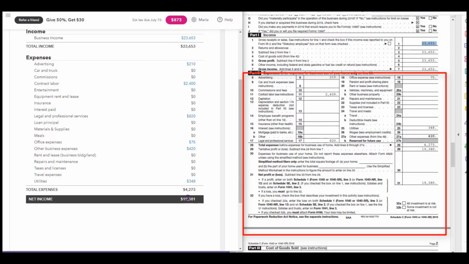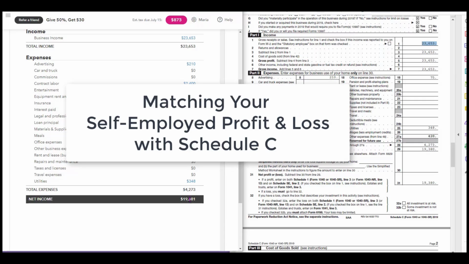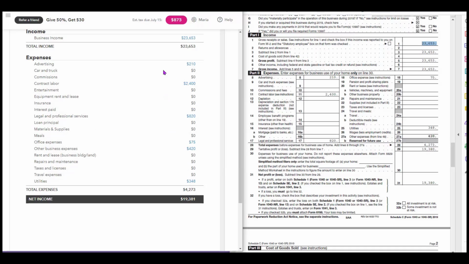Her bottom number on the total expenses in Self-Employed is $42.73, which matches her bottom number on her total expenses on the Schedule C. Ultimately, her final number of net profit, line 31, is $19,380, which she knows is the same here in her Self-Employed product. It's just a little rounding difference of $1. So again, she's feeling super confident with the QuickBooks Self-Employed data transferring over into the Schedule C data.